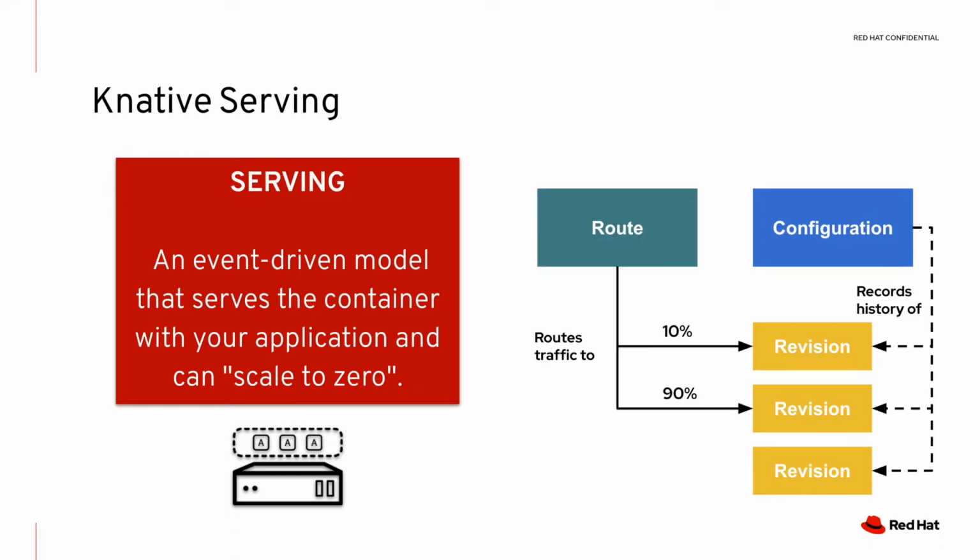A route implements ingress and traffic splitting. The route in this example directs 10% of the traffic to one revision and 90% to another revision. This allows us to easily implement canary deployments and different rollout strategies in general.